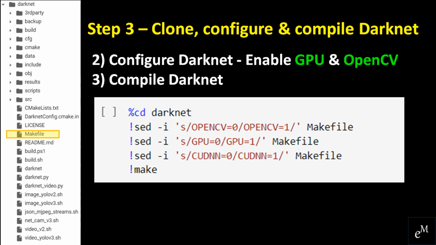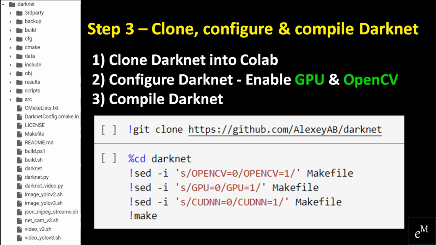On the other hand, / is used to substitute the file expressions. Say, for example, for OpenCV equals to 0, we are going to substitute it with OpenCV equals to 1 in the makefile by using this /. Once we use the sed command to edit the makefile to use the GPU, CUDNN, and OpenCV library, following that, we can put down the make command to compile darknet from the new makefile.